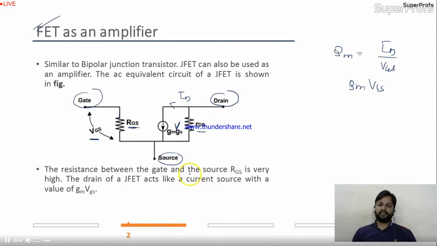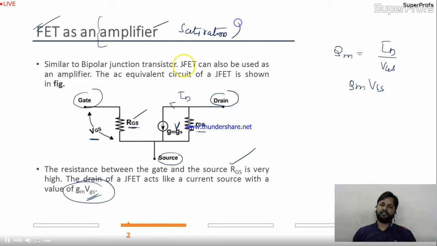So the resistance between the gate and the source, RGS taken over here, is very high. The drain of JFET acts like a current source with a value of GM VGS. This is the drain. In the drain the current is GM VGS. Is it okay to you? This is the equivalent circuit of the JFET, and JFET we can use as an amplifier also. In which region will we use it in amplification? In saturation region only. In the saturation region only we'll get the stable Q point.